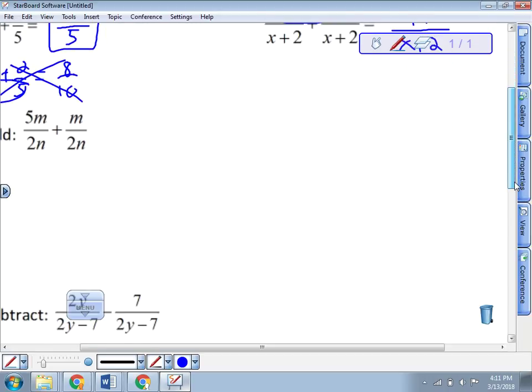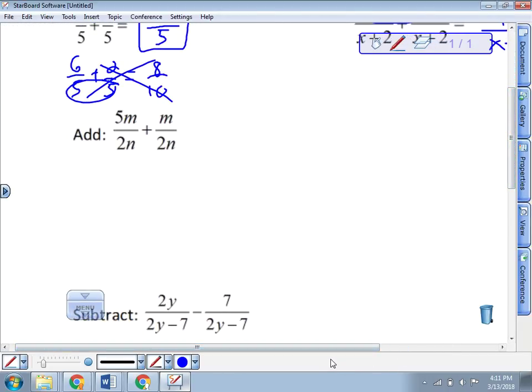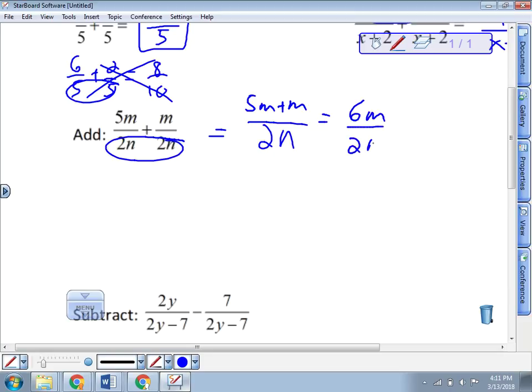A couple more examples I'm going to show you. We'll go through this pretty quick. Again, common denominator. It's going to equal 2n. On top, we have 5m plus m. So 5m plus m, when we combine that, we get 6m over 2n.